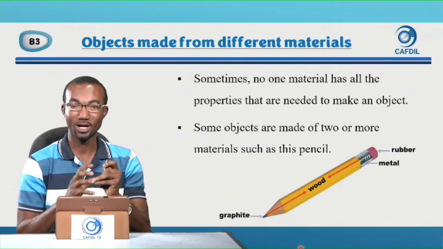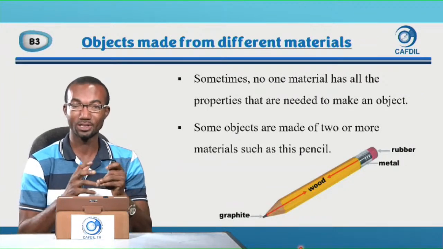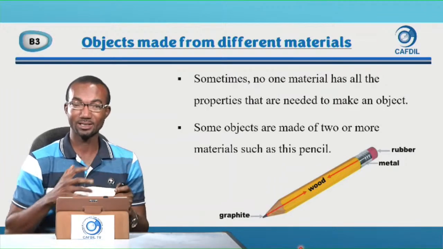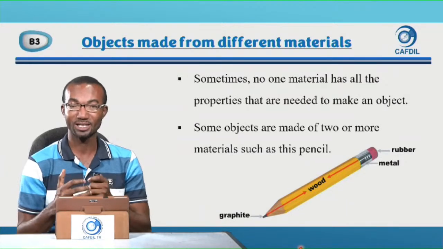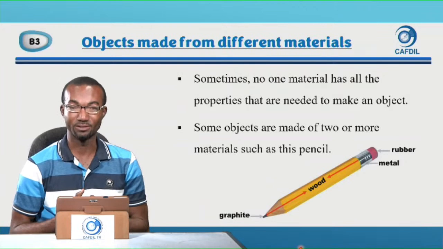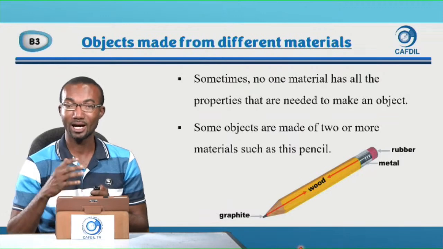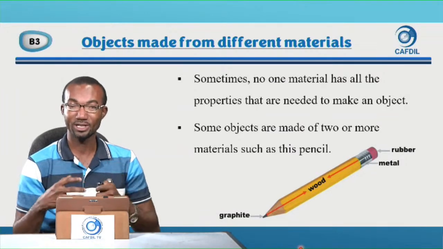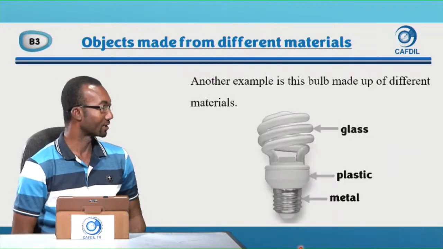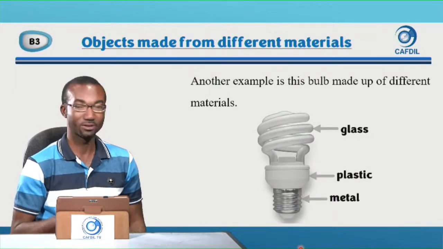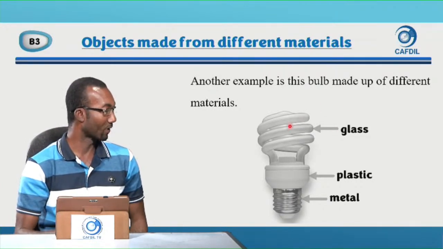So as I told you from the beginning, wherever you are sitting watching this lesson, just look around. You will see that there are objects around you made of different materials. Even the shirt that you are wearing, the buttons are made of different material. The fabric is from a different material. Good. Let's look at this bulb also. Also made of different material. You all have bulbs at home and at school. You see that this portion is made of glass.